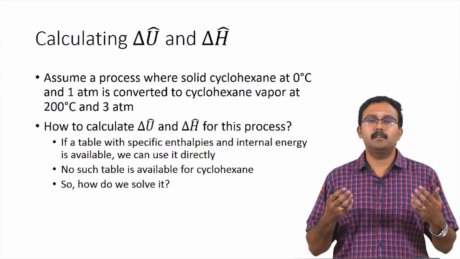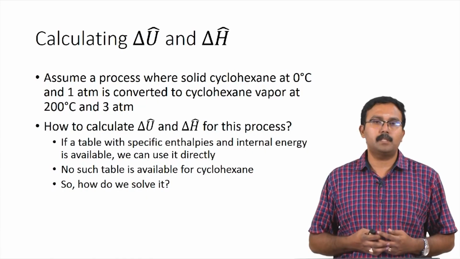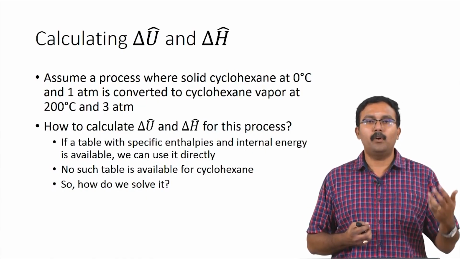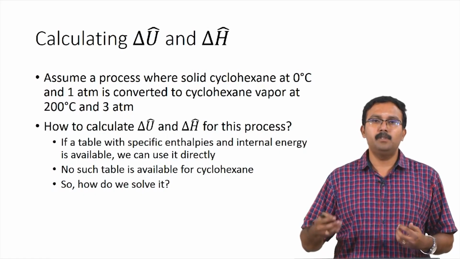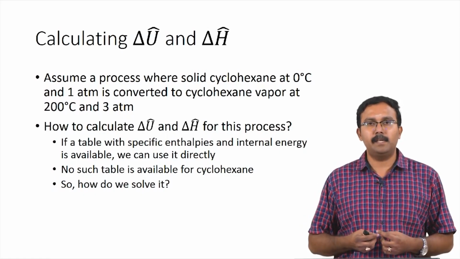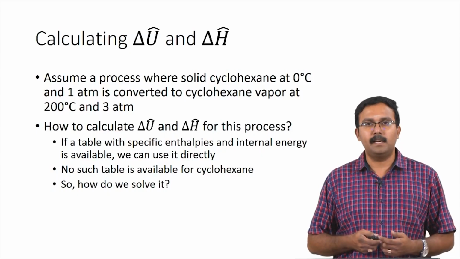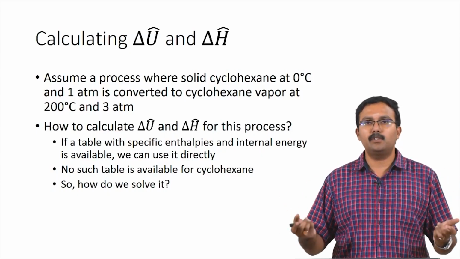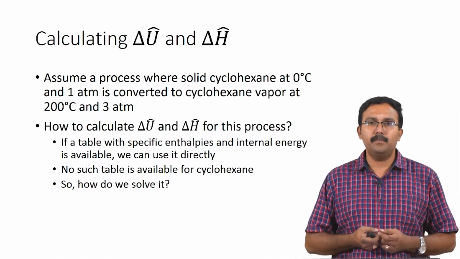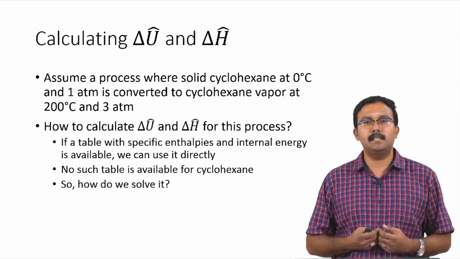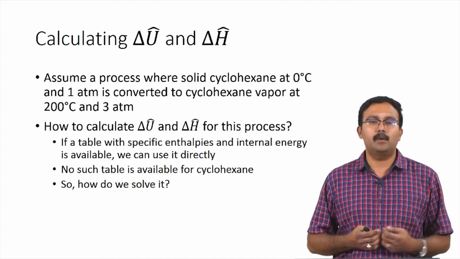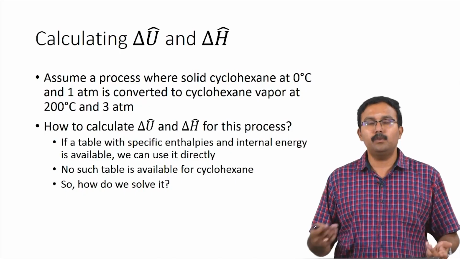How do you calculate change in internal energy or enthalpy for such a process? If you had a table like a steam table, if you had a table for cyclohexane which gives you the internal energies and enthalpies in reference to a reference state, you can basically take these two conditions, identify what their internal energies or enthalpies are and find the difference, and you would be able to get the change in internal energy or enthalpy. However, no such table exists for cyclohexane. So, what do we do to solve it?